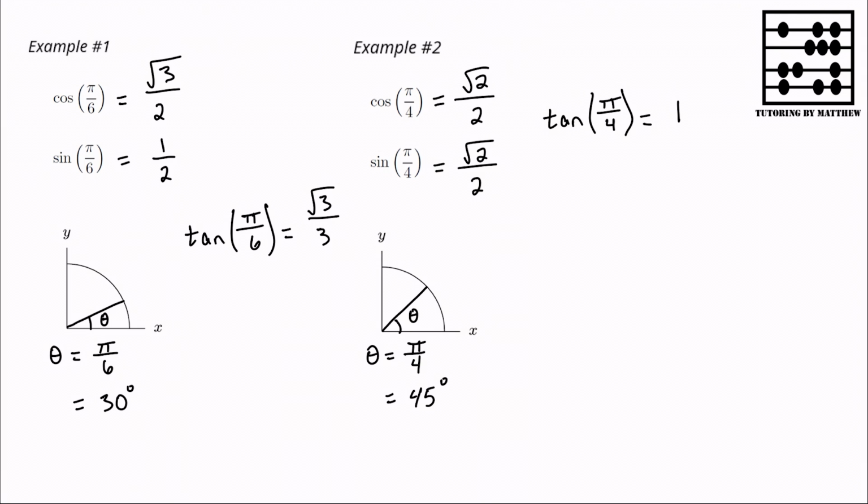These values are extremely important to memorize because it allows us to easily find the corresponding values in any one of the other quadrants.